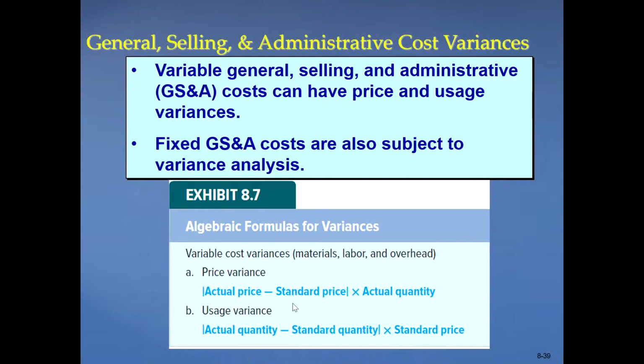This is just a summary of what we have done before. Similarly, variable general selling and admin expenses can also have a price and usage variance. General selling and administrative expenses are also subject to variance analysis. Why? Because we may have more than the standard or less than the standard. This is for all variances. This is a summary of all, right? So how to calculate a price variance: actual price minus standard price times actual quantity. For usage: actual quantity minus standard quantity times standard price. This is a summary for any type of variance, right?